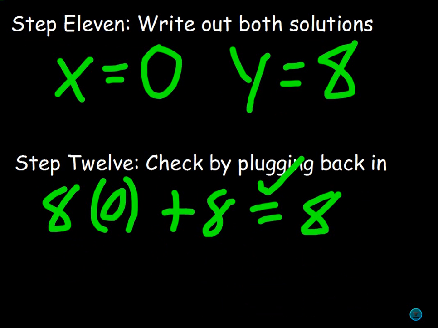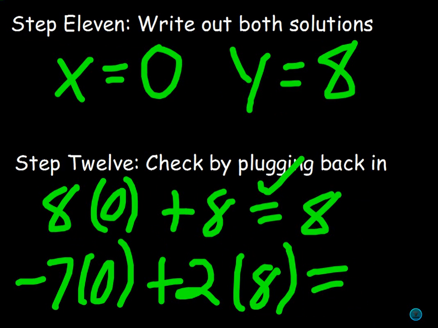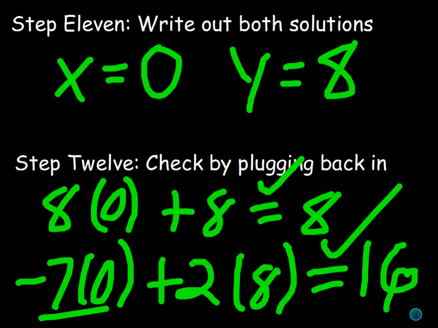Let's plug into the bottom to make sure. Has to work for both equations. Negative 7 times 0 plus 2 times 8. Does that equal 16? The answer is yes, because 2 times 8 is 16, and that's 0, right? So you don't have to do that step, but I would recommend it, especially if you get done early.